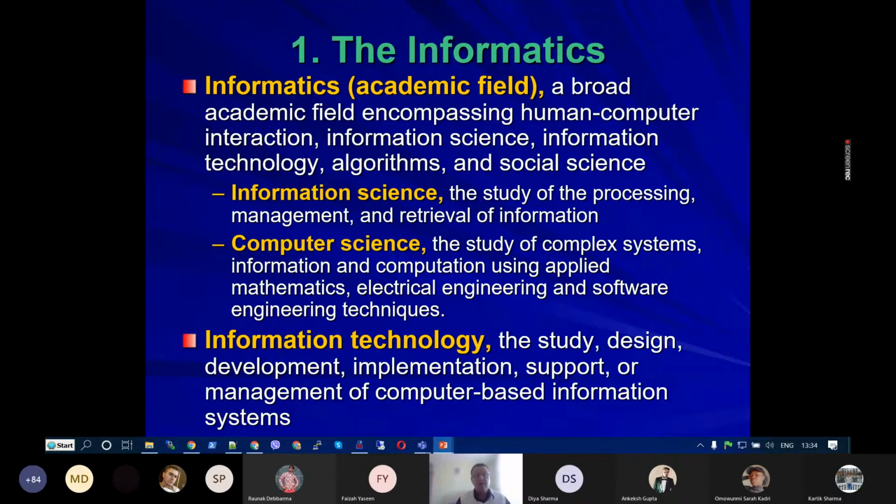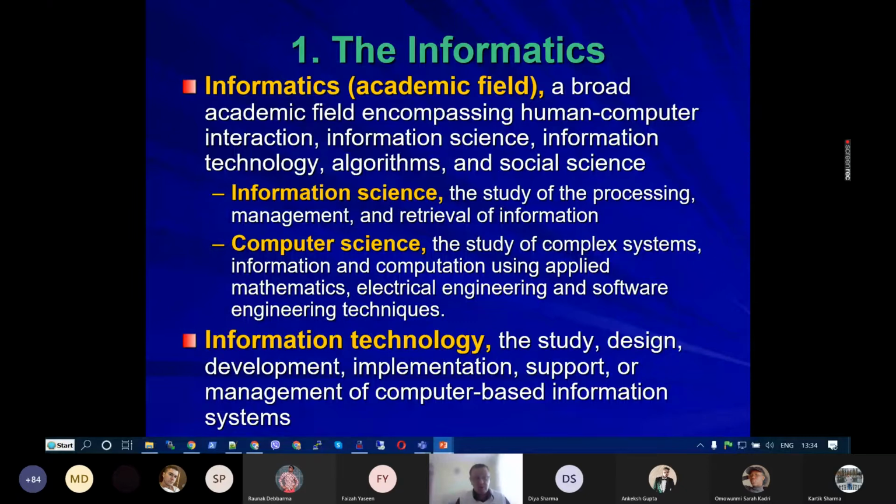Information science gives us the theoretical background, which is again drawn from the mathematical area, and computer science gives us the ability to implement it: methodologies of information and data processing, and turning information into specific solutions based on computer systems and software. Information technology, again a broad term, is the study, design, development, implementation, support, and management of computer-based information systems. In modern times, when we talk about informatics, computer science, and information technology, we always refer to computer-based information systems.